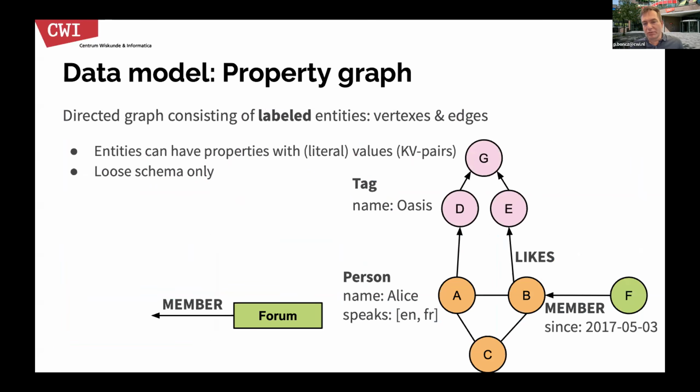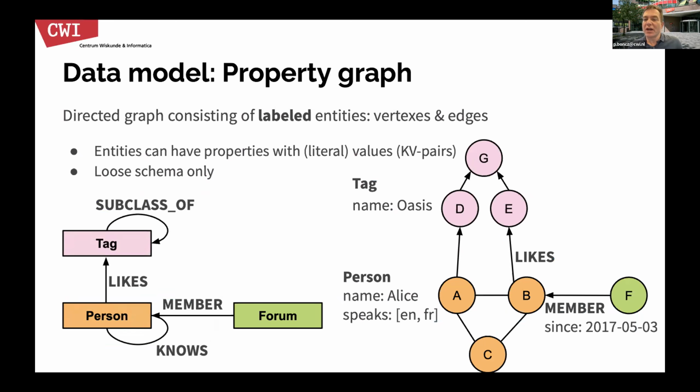So here is an example of a property graph. We see a person, Alice, who speaks English and French, liking artists, in this case Oasis, and being a member of a forum. What you basically have in a property graph is a directed graph where the edges and the vertices potentially have labels. Person and tag are labels of a vertex, and likes and being a member of are labels of an edge.